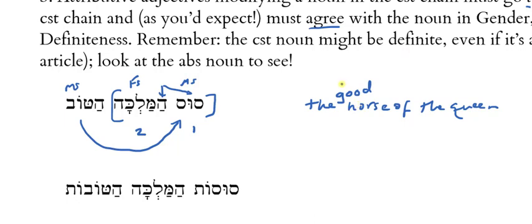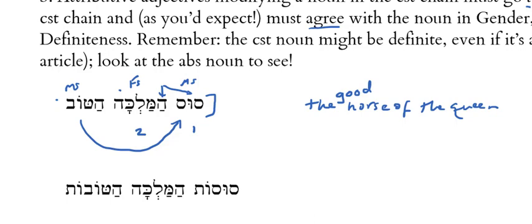Now, what if I wanted to say the horse of the good queen? Well, all of this would have to stay the same, the horse of the queen, and the good would just have to change its gender to feminine to match not the masculine horse, but the feminine queen. And then it would be sus hamalka hatova, and that would be the horse of the good queen. Okay? That's not what we have here. So I'll go ahead and erase that, but just so that you can see what that would have looked like had we done that.